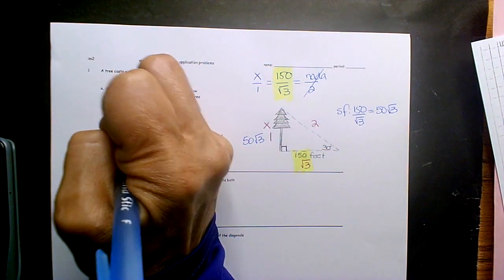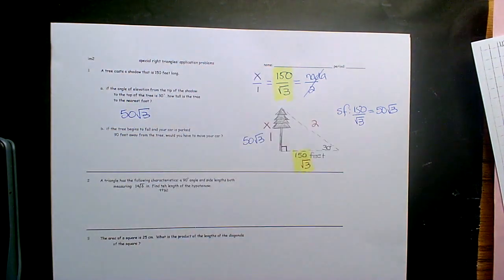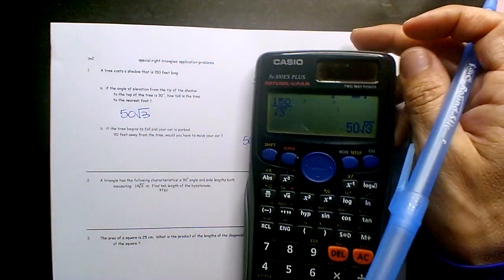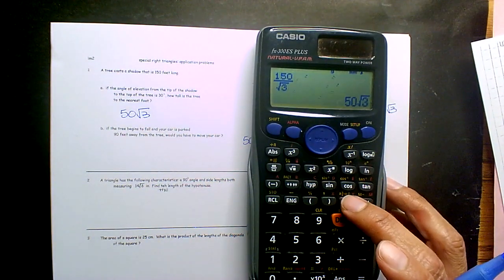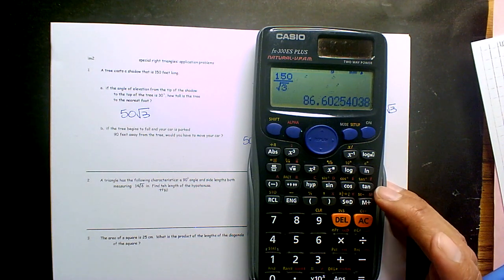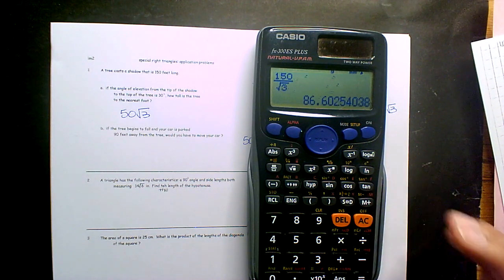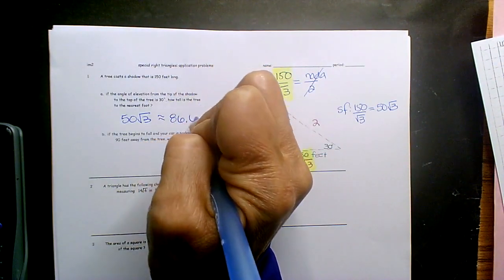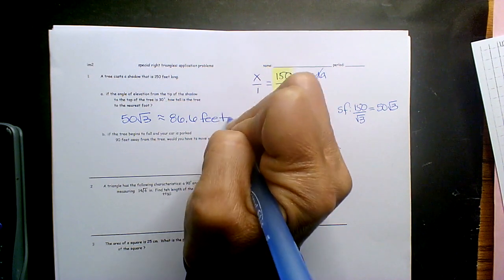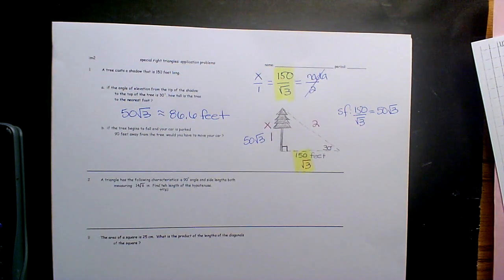So how tall is the tree? Yes, it's 50 rad 3, but we're talking about a tree height, so we really don't want 50 rad 3. Get the decimal for context, and it is 86.6 feet. And so that's how tall the tree is.